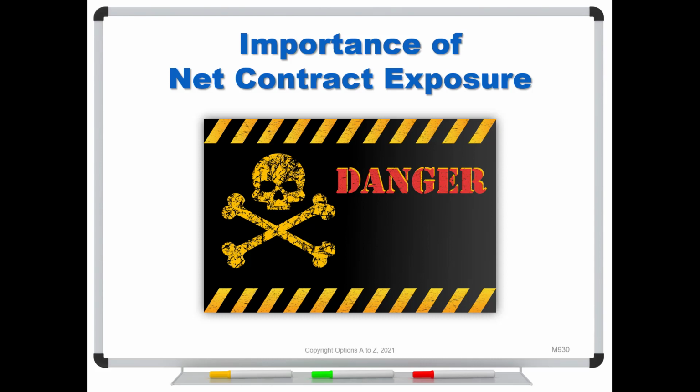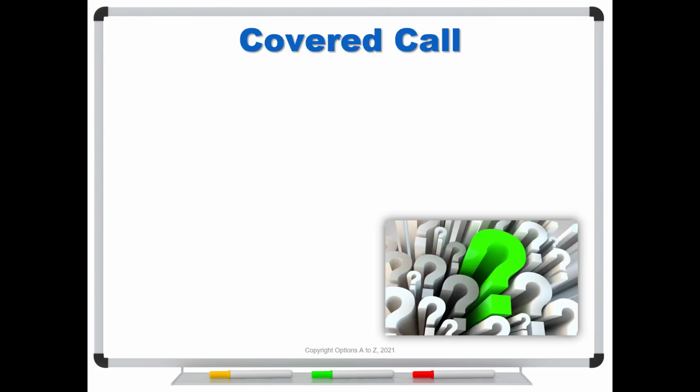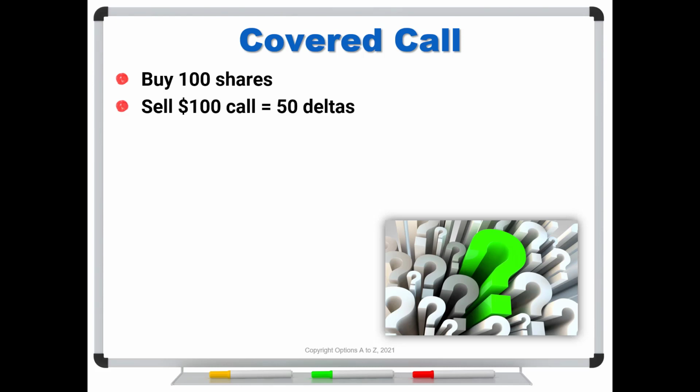Now, this video was in response to a question that somebody had asked about the covered call. Their question was, let's say that we were doing a covered call where we buy 100 shares of stock and we could choose to sell the at-the-money $100 call, which has, let's say, roughly 50 deltas. However, you could also sell two of the 110 calls that might have 25 deltas each. So if you sell two of those, it would also be 50 deltas.